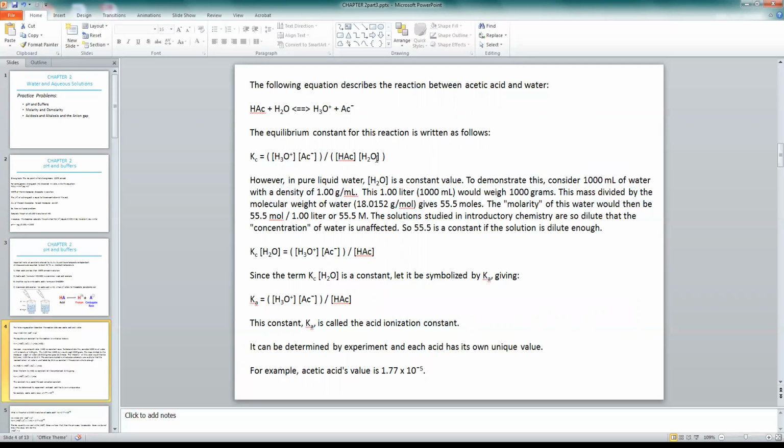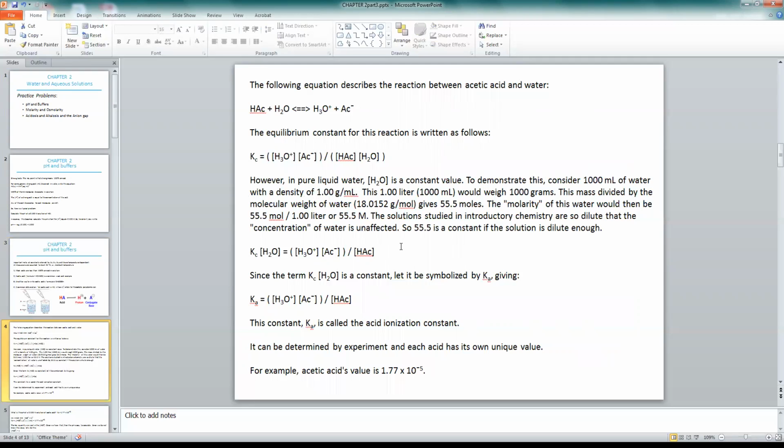Why would you do that? Well, in this case, in pure liquid water, the concentration of water is going to be a constant value. And if you're like, well, how do you know that? So consider 1,000 milliliters of water with a density of 1.0 grams per mL, and so that 1 liter would weigh 1,000 grams.